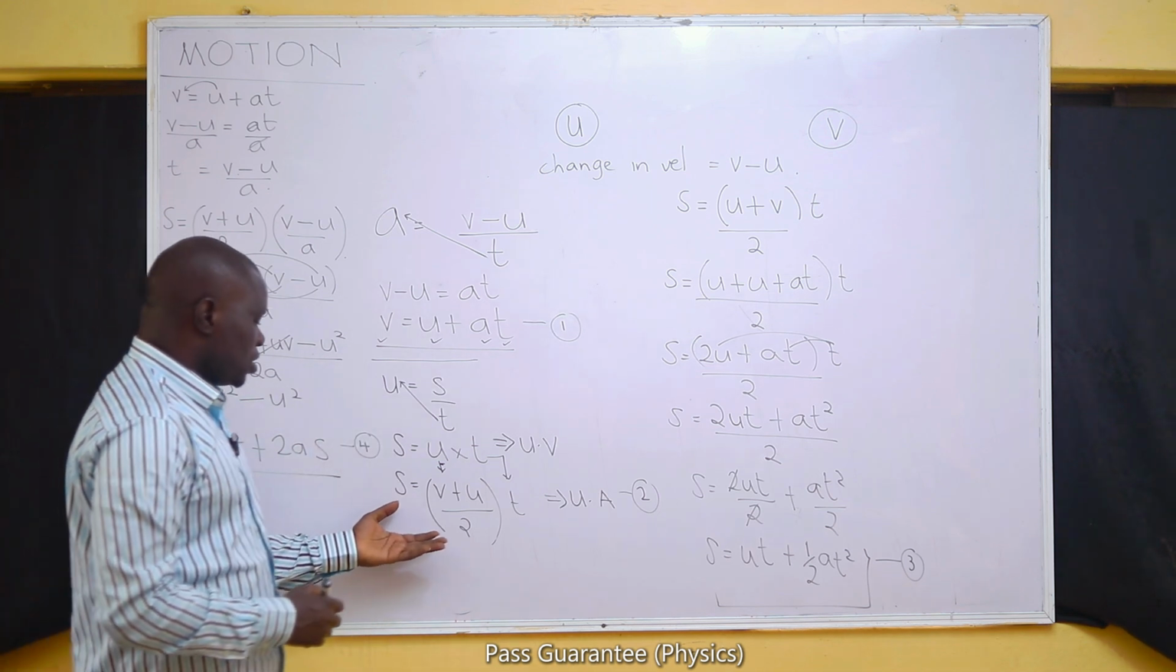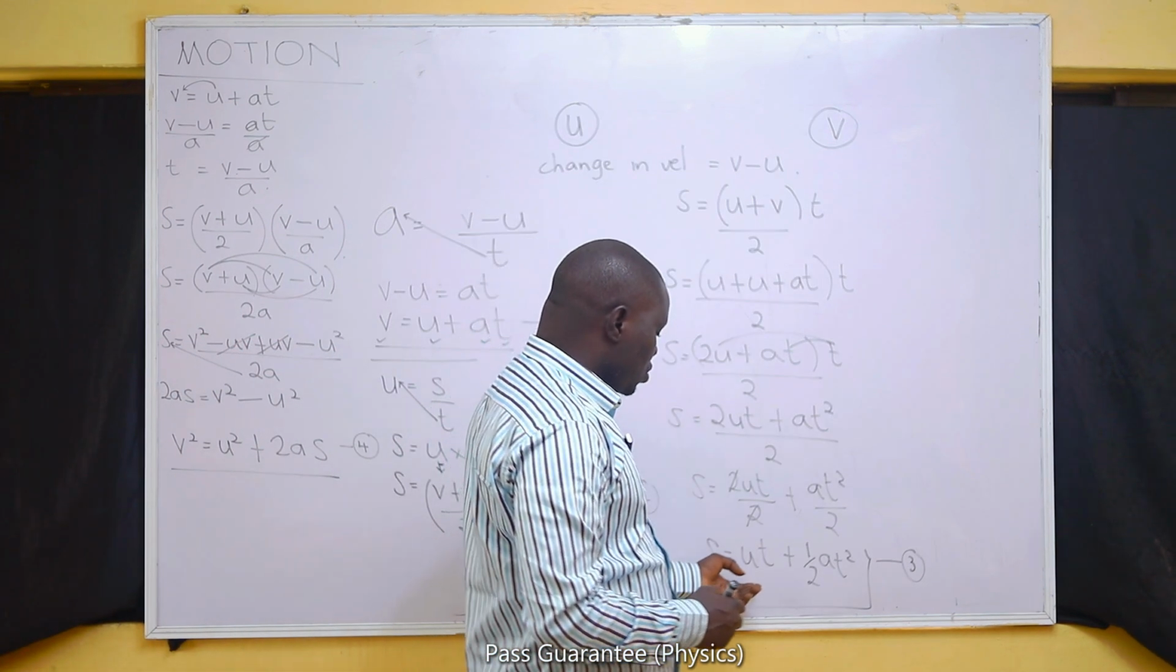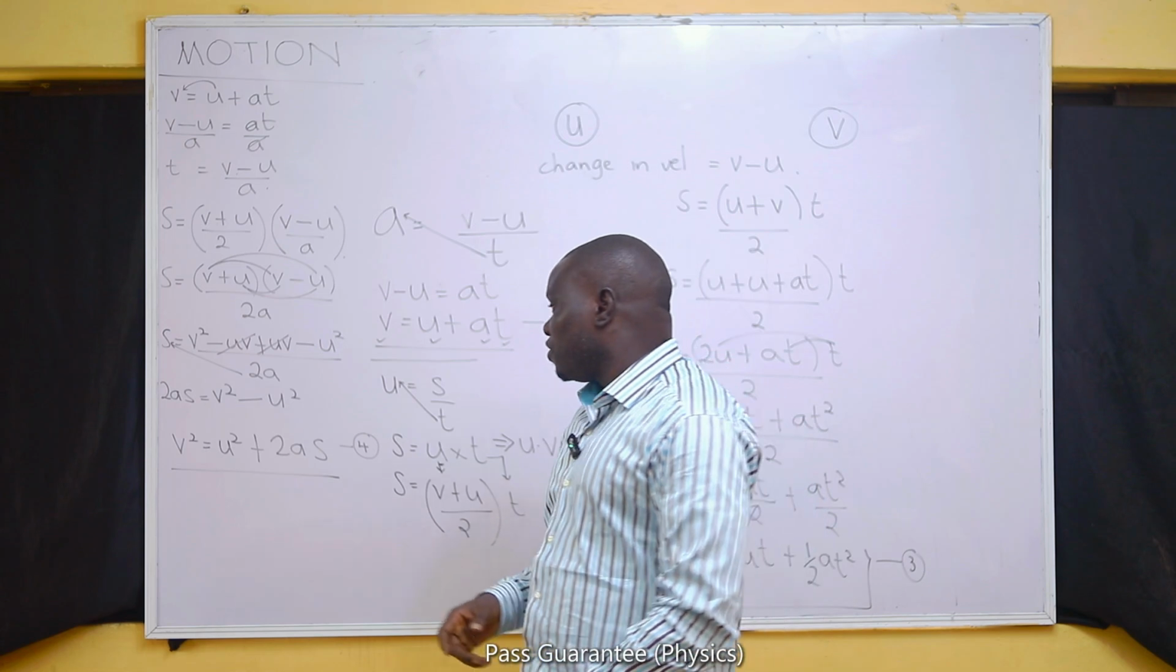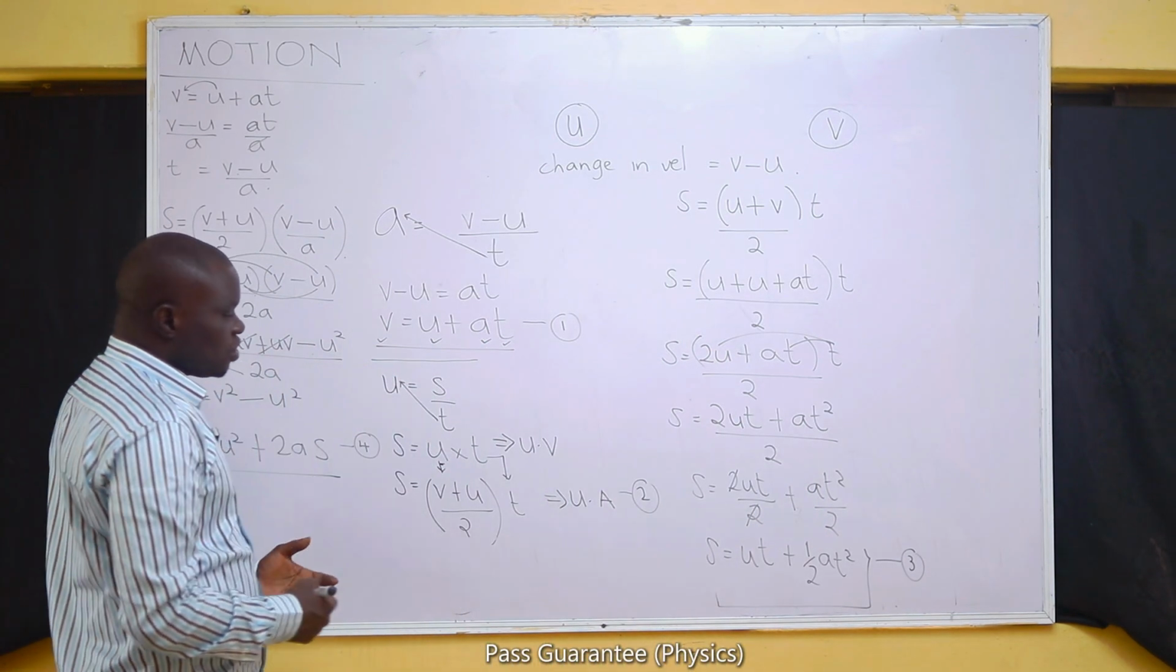We have the second equation, X is equal to V plus U all over T. We have the third equation, X is equal to UT plus half AT squared. And we have the fourth equation, V squared is equal to U squared plus 2AS. These are the 4 equations of motion.